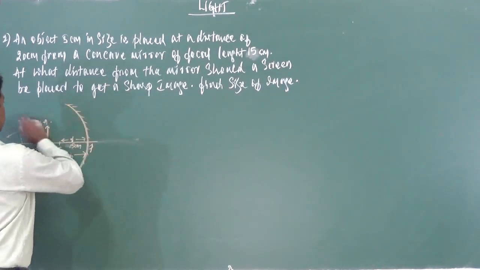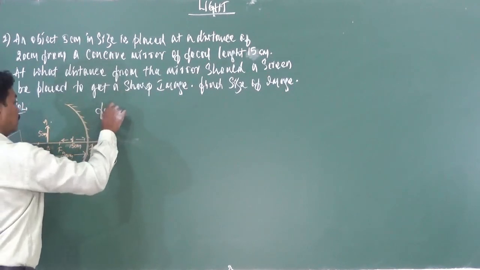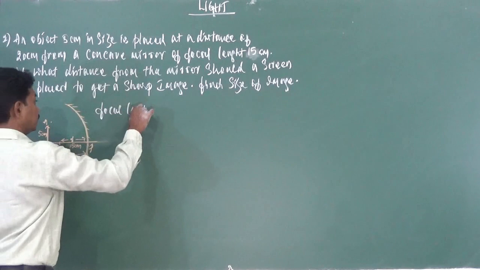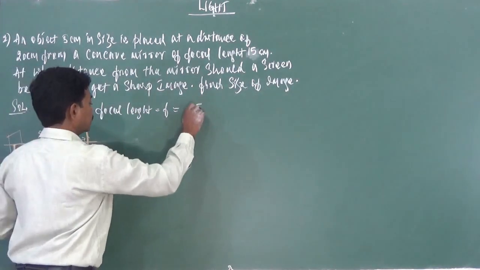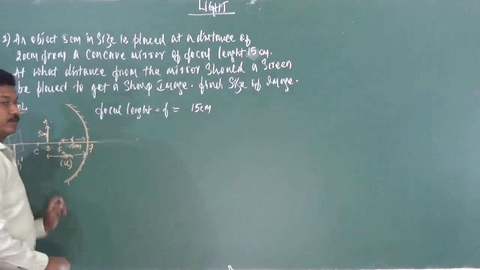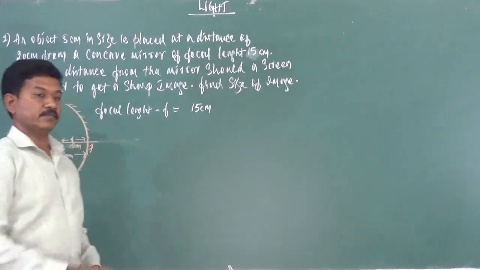So let us go with this. Right. First write the focal length. So focal length is equal to F is equal to, it is 15 centimeters given in the problem. So we have to think whether it is plus 15 or minus 15 according to sign conventions.